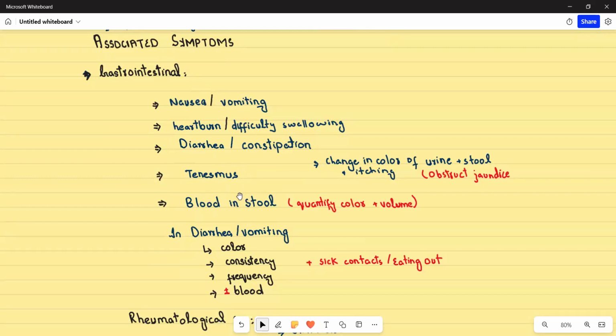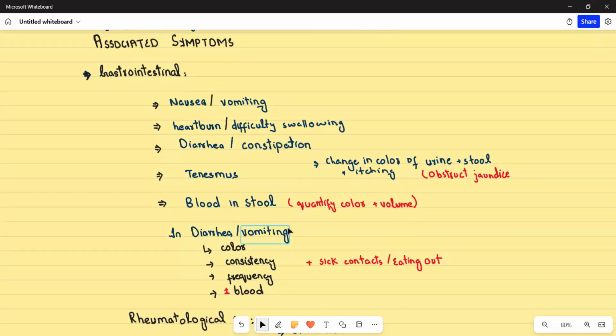If the patient is having blood in stool, then we are going to quantify the color and the volume of the blood, because if the blood is brighter in color, it means that it's coming from down below, for example, the rectum or the anal canal, or the large gut, but if it is more coffee color and brown, that means that it's coming from higher up, like the stomach or esophagus.